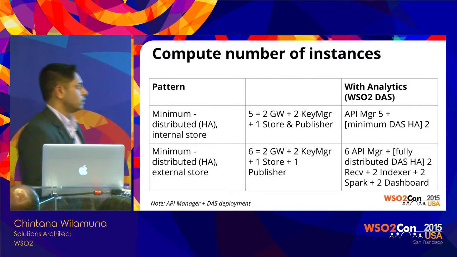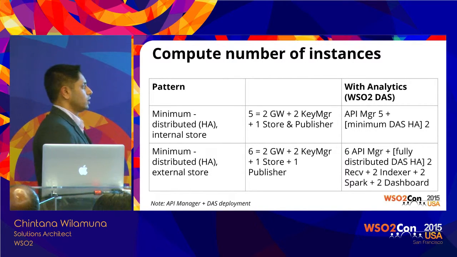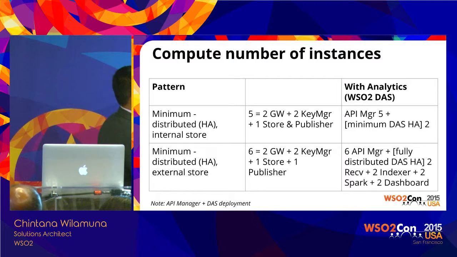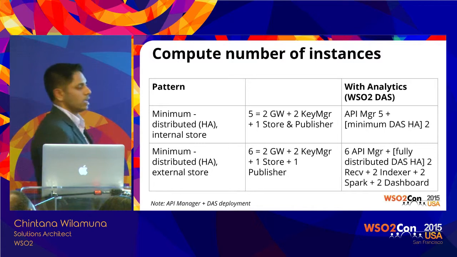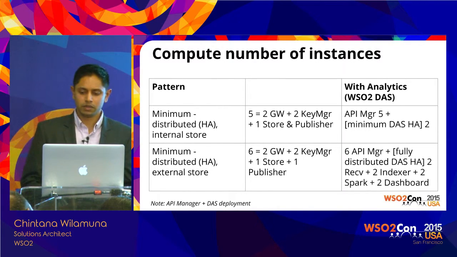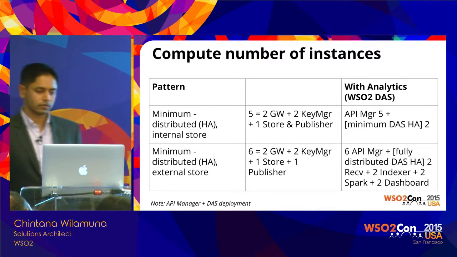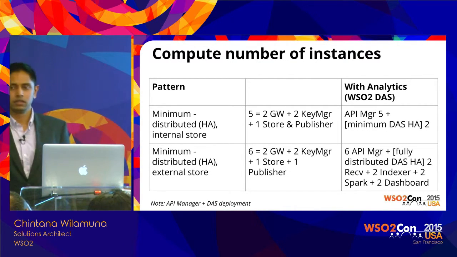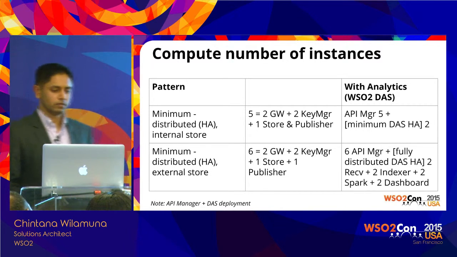And for DAS fully distributed with high availability, we need 6 API Manager nodes and then 2 receivers, 2 indexers, 2 Spark nodes, and 2 dashboards. So altogether, 8 nodes for DAS in the distributed highly available deployment. So again, you need to do this for each tier in your deployment.